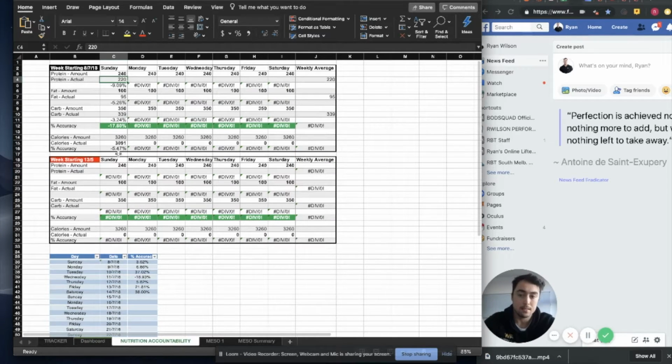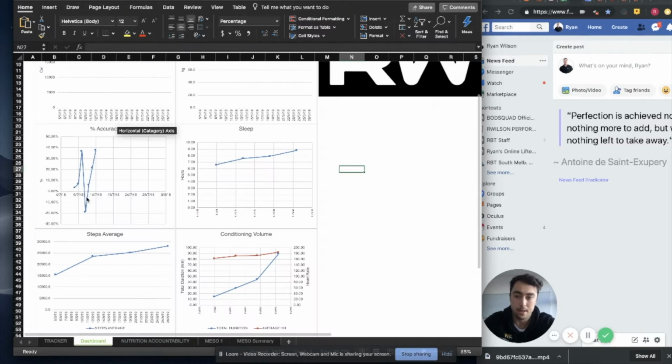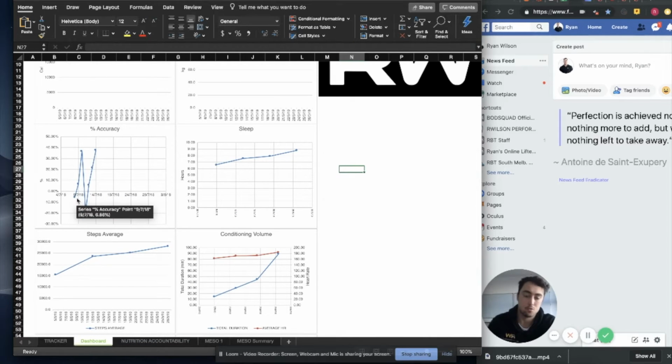So what you'll see is the accuracy here is negative 5.47. What you'll do at the end of the week is copy in negative 0.547% into this graph, and that'll change automatically. Here, you can see that's dropped down now, that first point of reference. And over time, what you can see is your averages.